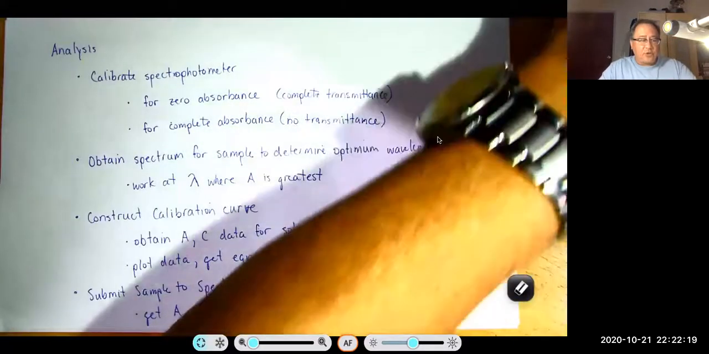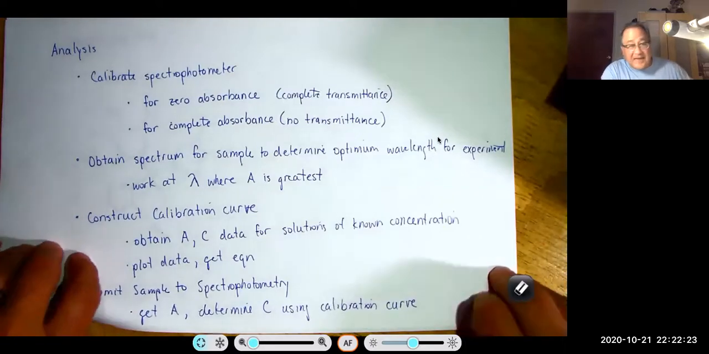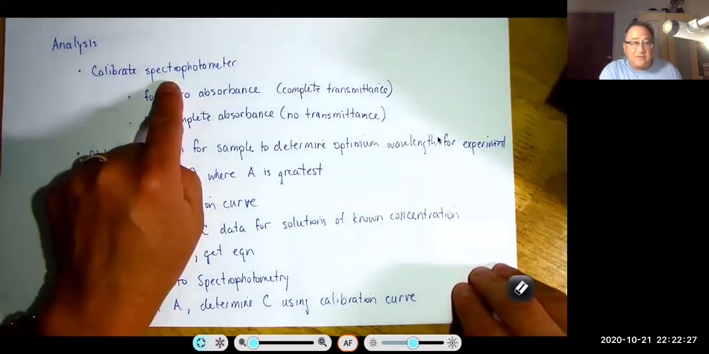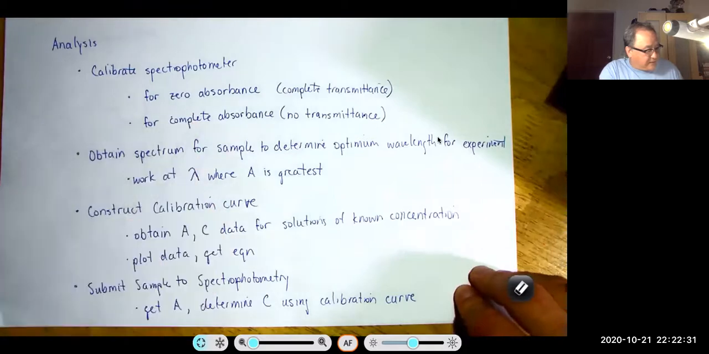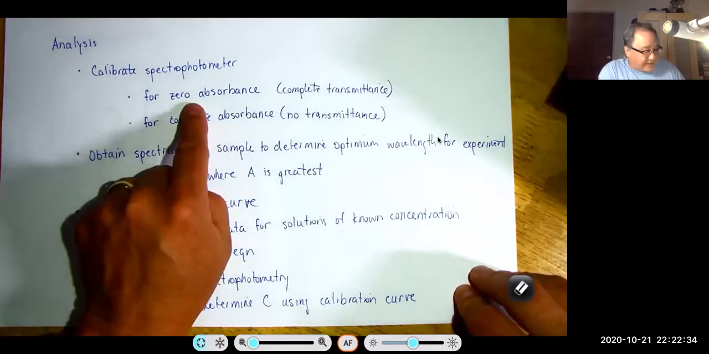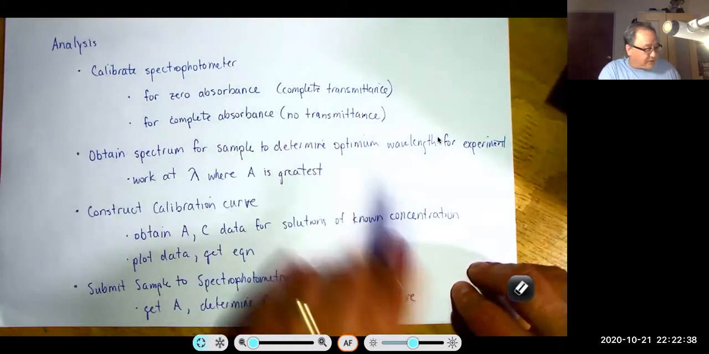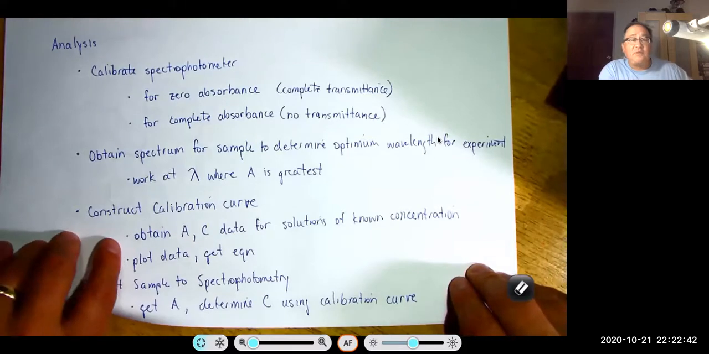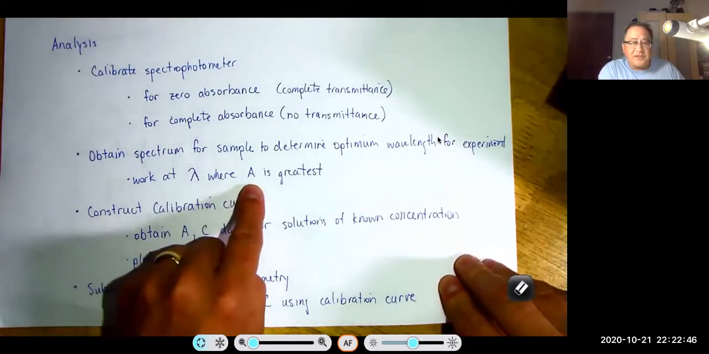To do an absorbance analysis or a spectrophotometry analysis, you have to calibrate the spectrophotometer. You have to set the zero absorbance and set the complete absorbance, so complete transmittance or no transmittance. You obtain a spectrum for a sample and determine the optimum wavelength for the experiment. And that wavelength is going to be where the absorbance is the greatest.